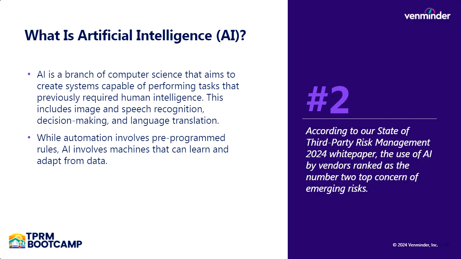All right, so it's important to start off with what artificial intelligence actually is. We call it artificial intelligence or AI, but this is a branch of computer science that's been developed to create systems and machines that can perform tasks that previously required human intelligence. And AI is distinctly different from automation because automation works on a set of predetermined rules, whereas AI actually learns from data and continuously adapts from those learnings.